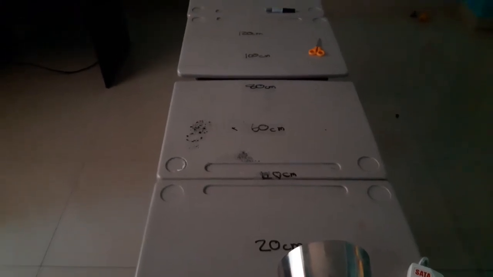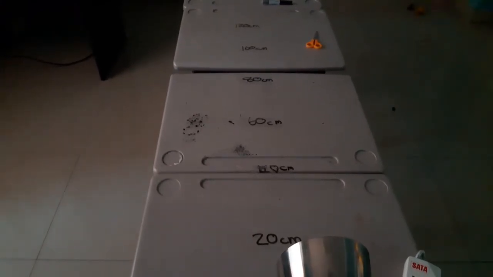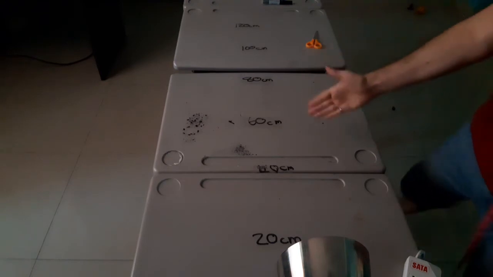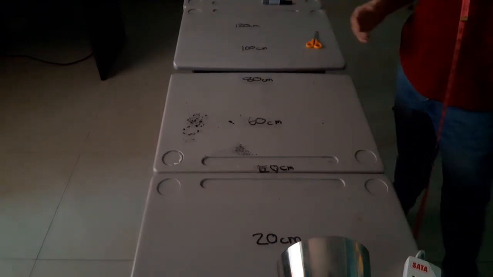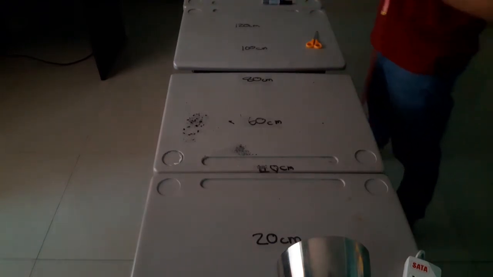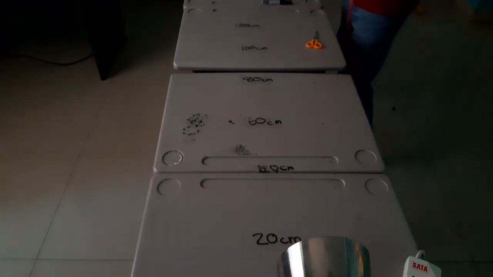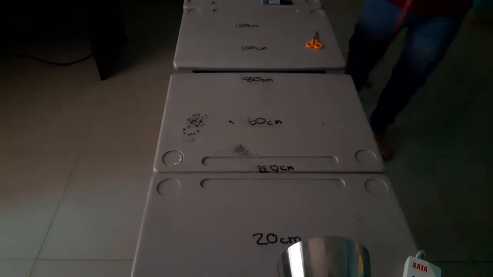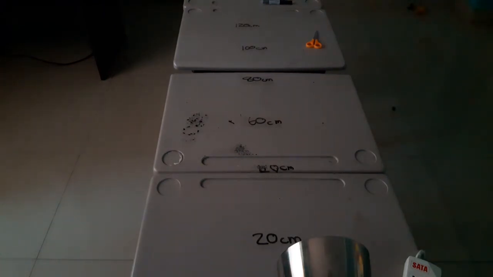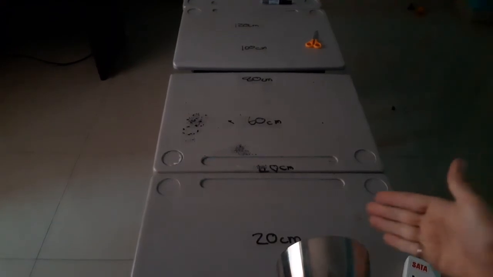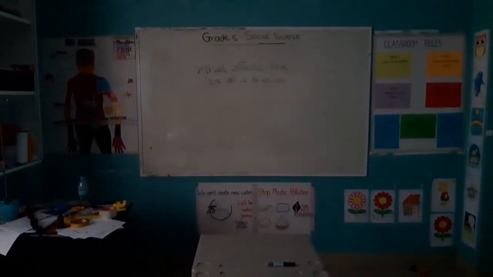I'm just going to show you again so you can see properly. So here we have 20, 40, 60, 80, 100 and 120. So at the end, the 120 measurement should be 2 meters away from the screen. You understand? So I've placed some masking tape on the tables and I've written down the measurements towards the screen. I'm going to pause the video again for you and then we will conduct the experiment.